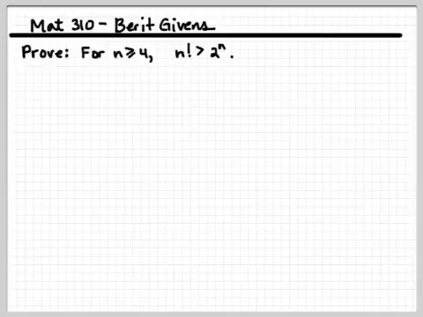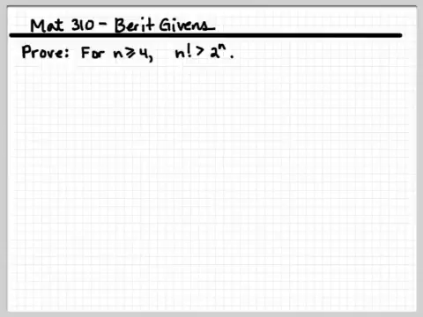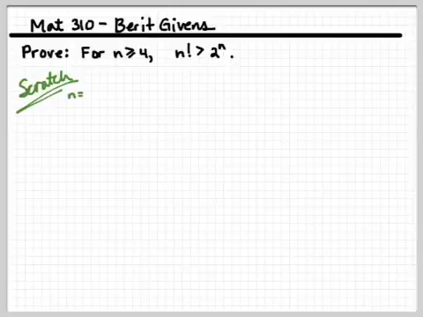The first problem is, for n greater than or equal to 4, prove that n factorial is greater than 2 to the n. I'll start with a little bit of scratch work. I like to start by just trying some numeric values, just some examples to see if it works.